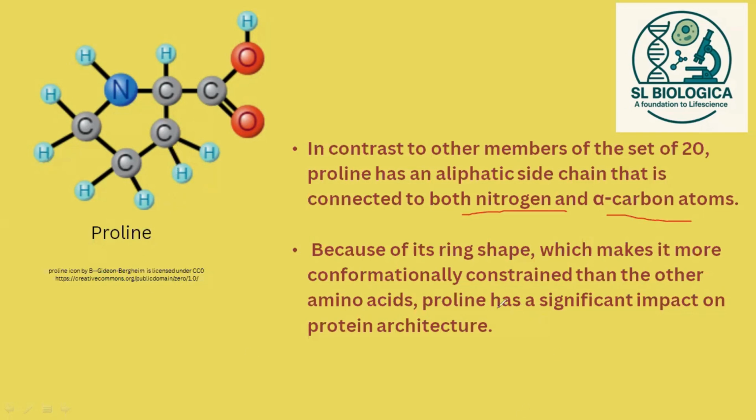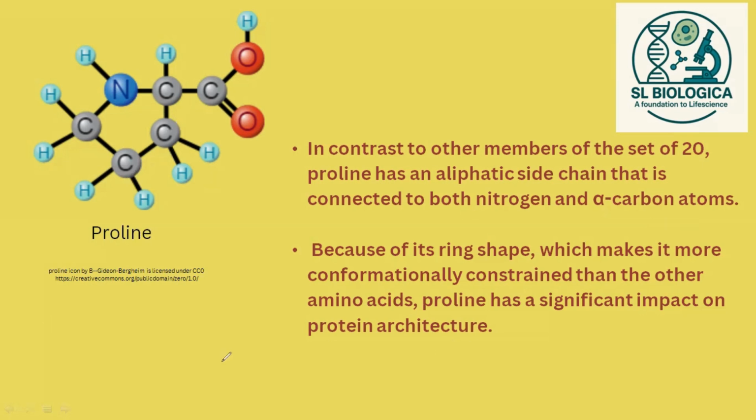Because of its ring shape, which makes it more conformationally constrained than the other amino acids, proline has a significant impact on protein architecture. Okay, so because of this structural characteristic, it plays an important role in protein architecture formation.